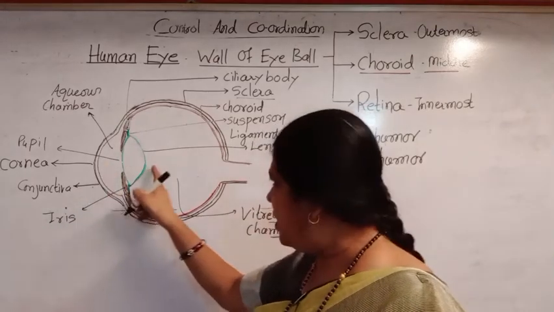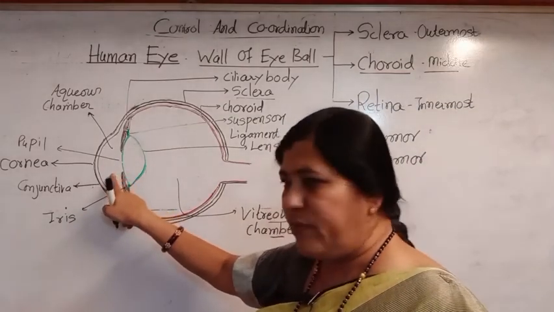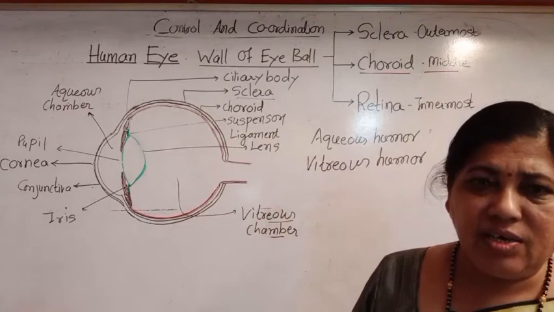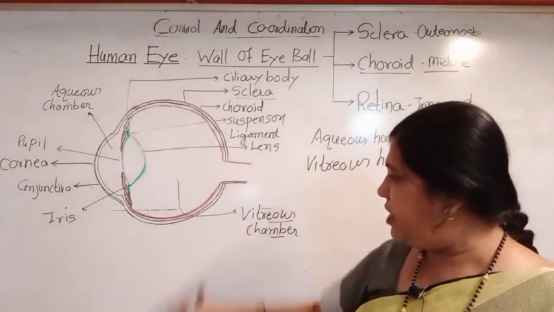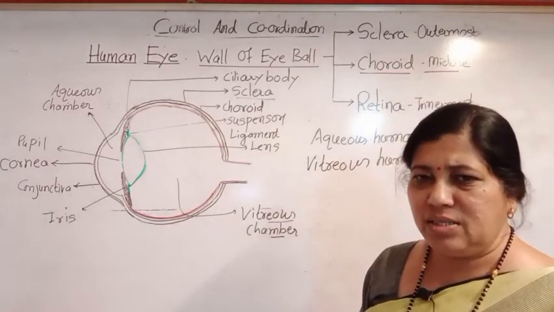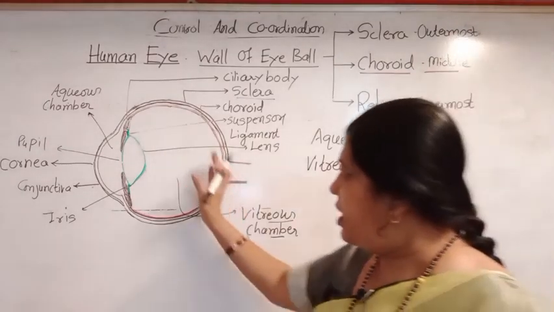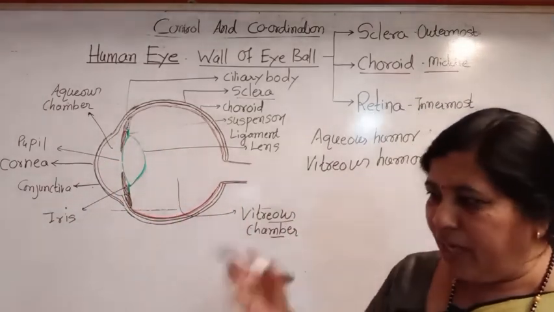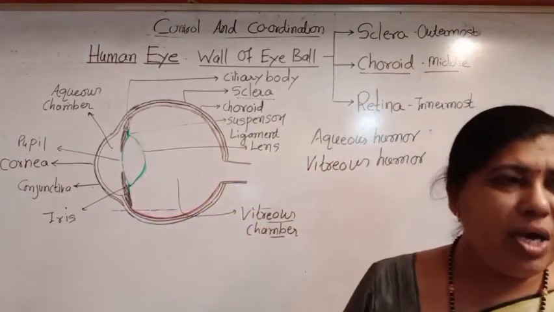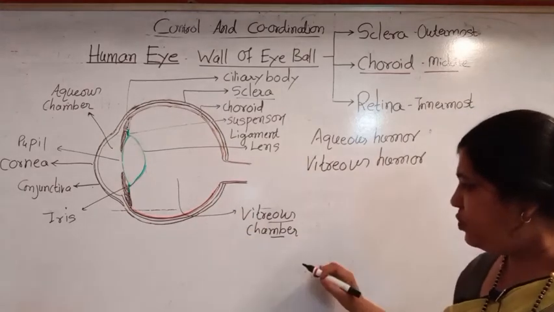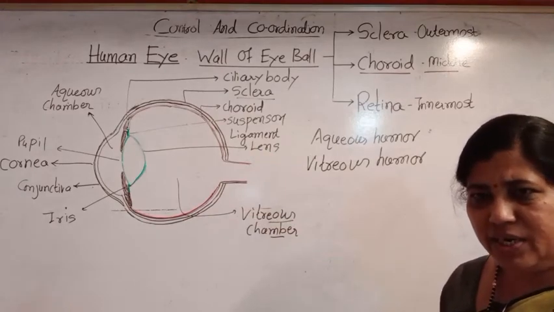Here aqueous humor is present and here vitreous humor is present. So aqueous humor is present in the aqueous chamber, vitreous humor is present in the vitreous chamber. Aqueous humor is clear transparent watery fluid, but vitreous humor is jelly like gelatinous fluid. Vitreous humor and aqueous humor both maintain shape of eyeball. Any difficulty?